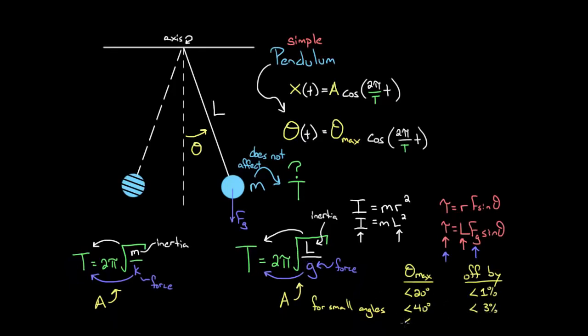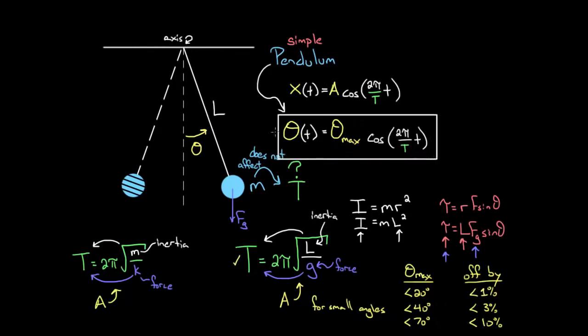And let's say your theta maximum was less than 70 degrees. You get all the way up to 70 degrees, the error that this formula is going to be is still less than 10%. So not nearly as good, but still not bad. So this formula gives you the period of the pendulum. It works really well for small angles. As that angle gets bigger, the value you get from this formula will deviate from the true value by more and more.